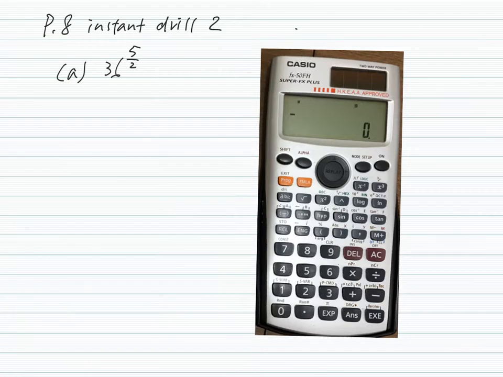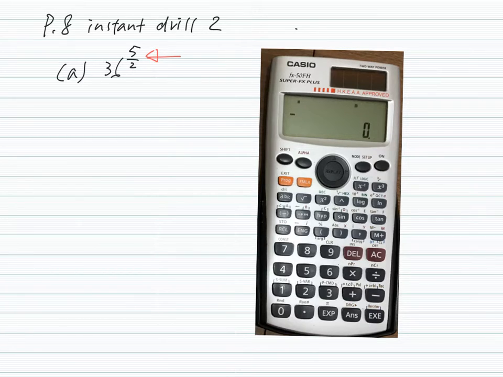Okay, now turn to page 8. For this instant drill number 2, I'm going to teach you how to use a calculator to press in a special type of index, which is a rational number here. In the calculator, 2 buttons are very important, one of which is this one, and the other one is this one. This one is like an arrowhead to the top. It means to the power of. When we press in a power, we will use this button. And this one is a button for entering fractions.